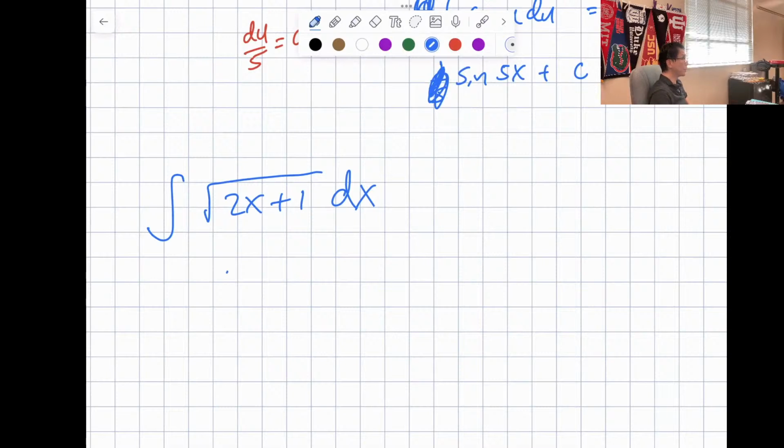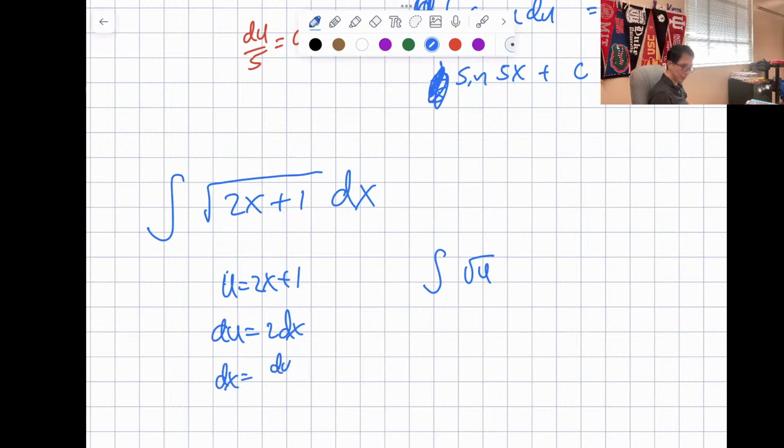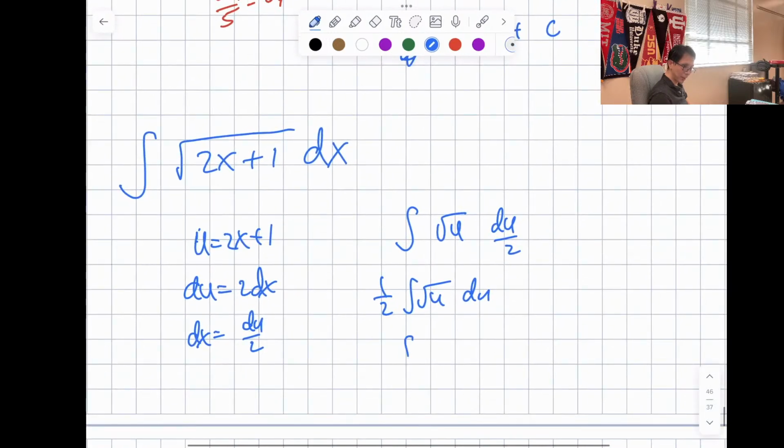All right, what's u equal to? U is equal to 2x plus 1. And the du is equal to what? 2 dx. And that's square root u, and this one is gonna be dx equal to du over 2. Did you do that? Yes. Did you take the 1/2 out? And that's u to the 1/2 du.